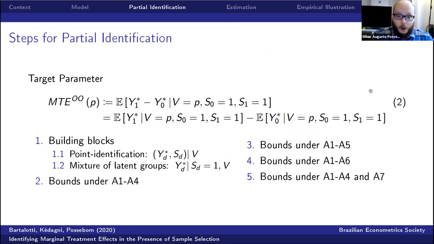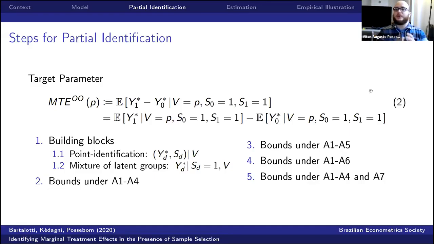So let's recall our target parameter. It's a function. And since the expected value is linear, we can break it in two parts, and I will discuss identification of each part separately. In order to do so, we have two building blocks. The first building block is related to point identification of the joint distribution of y star and s given v. After point identifying this object, we will focus on the conditional distribution of y star given that the person is employed and its value of v.